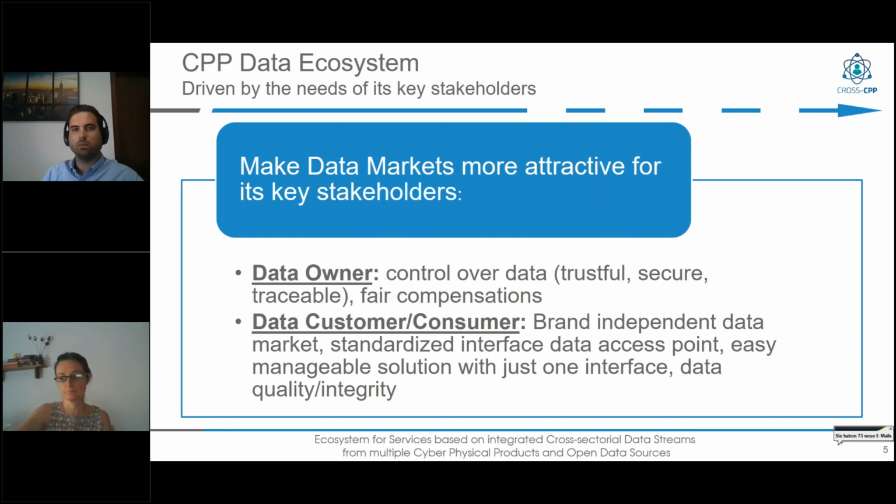We also have to come up with a solution that makes it much easier for the people who are interested in getting this information: the data customers, so service providers who would like to have access to this information, and also data providers like Volkswagen and Siemens, who also have to support such a solution. They have to implement some things inside their companies, enabling their platforms to transfer the data to such a marketplace solution.